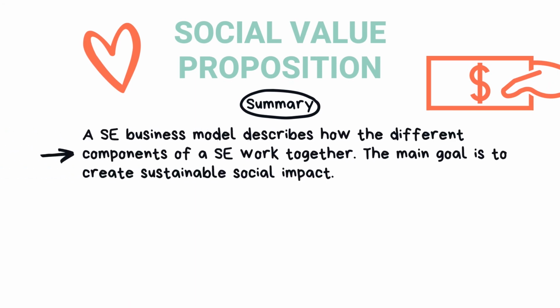A social enterprise business model describes the different components of the social enterprise machine and how they work together to generate economic and social value. A social enterprise business model's overarching goal is to create sustainable social impact or value, so it has a different design to a commercial business model which aims to generate and capture economic value as profit.